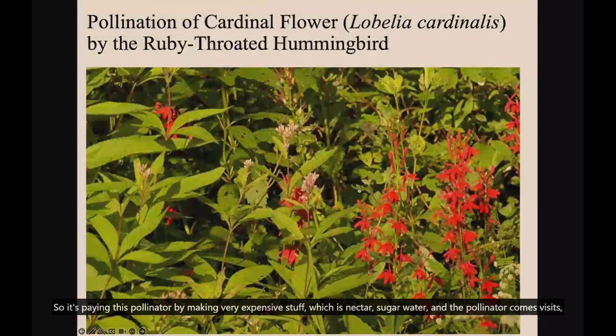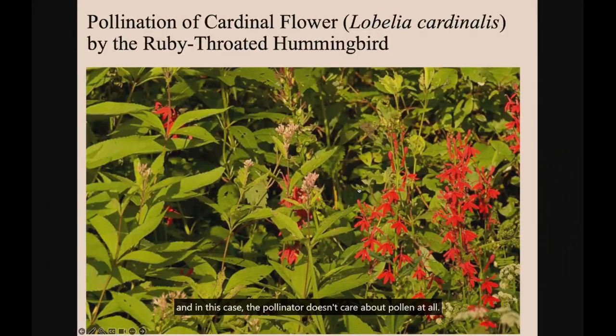So it's paying this pollinator by making very expensive stuff, which is nectar, sugar water. And the pollinator comes, visits, and in this case, the pollinator doesn't care about pollen at all. It's not using it. It's not like a bee. It doesn't care. It's not using the pollen. But it's inadvertently getting it on its head and moving it from one flower to the next or one plant to the next.